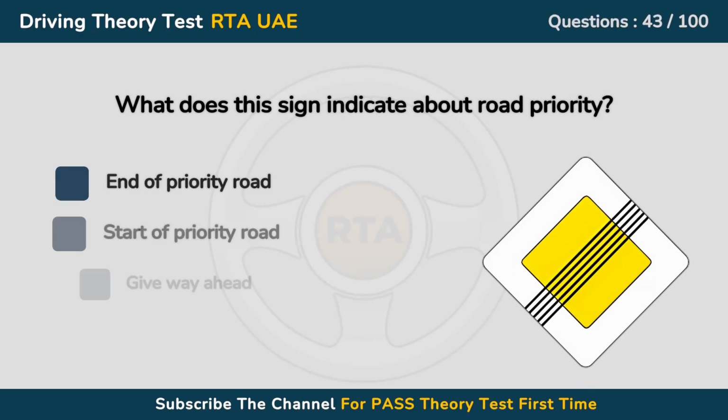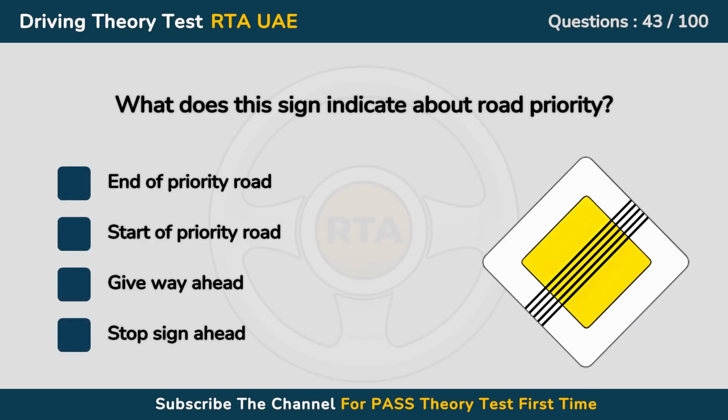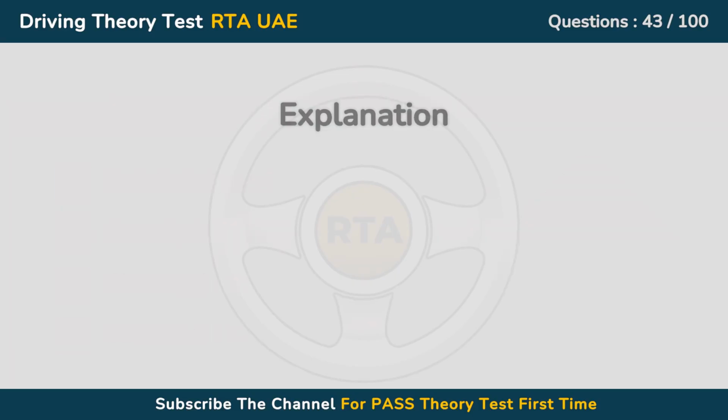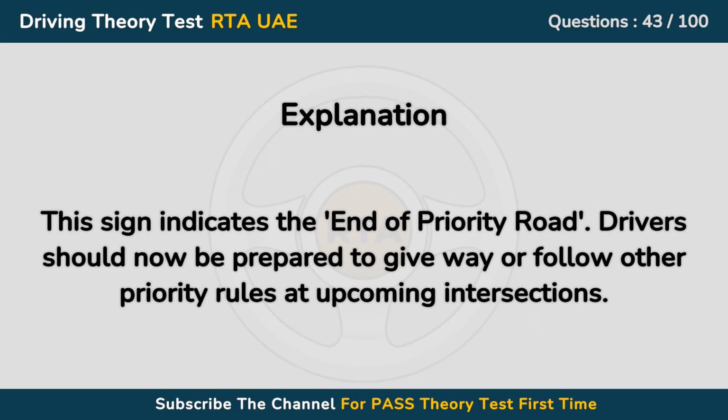Question 43. What does this sign indicate about road priority? A. End of priority road. B. Start of priority road. C. Give way ahead. D. Stop sign ahead. Answers is A. End of priority road. This sign indicates the end of priority road. Drivers should now be prepared to give way or follow other priority rules at upcoming intersections.